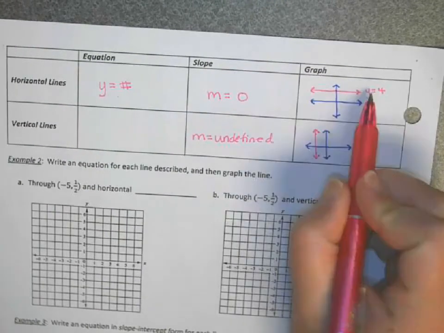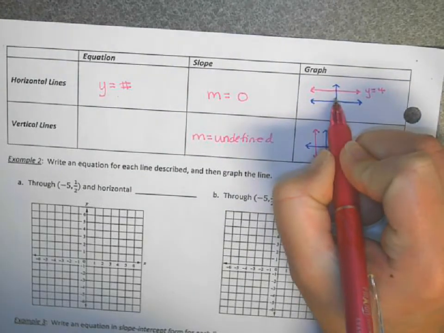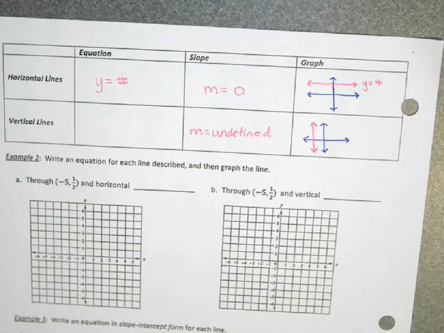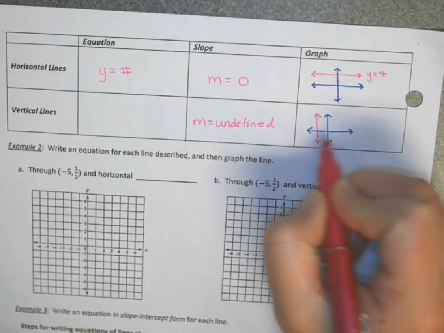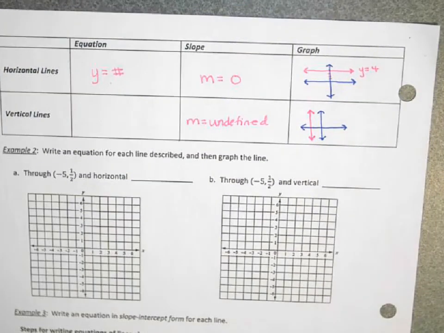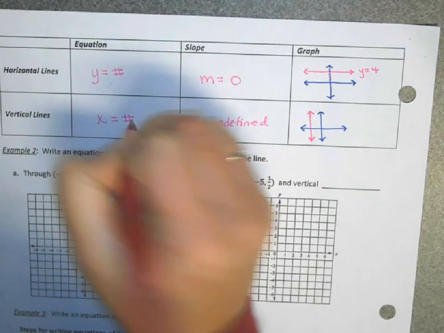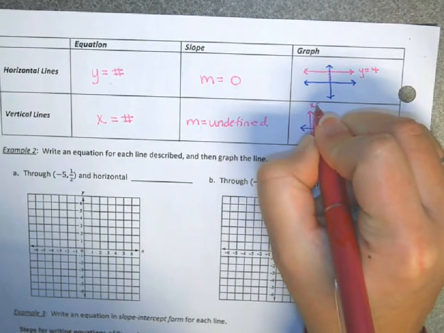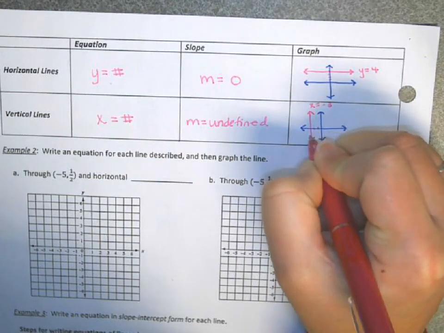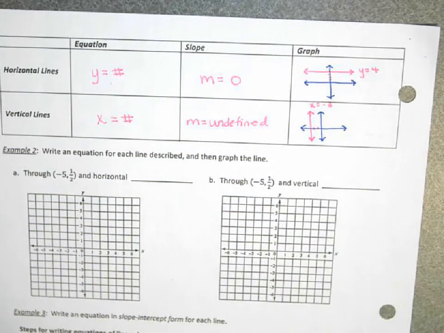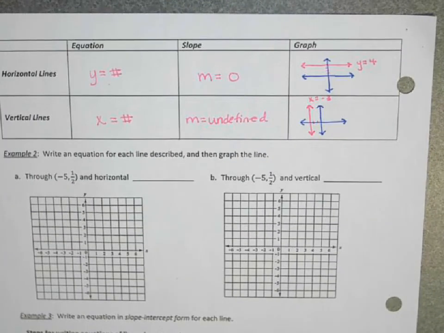It goes through the y-axis at 4. Y equals 4. It's a horizontal line through the y-axis at 4. Okay. So this one, what's your equation for the vertical line going to look like? X equals a number. And since this one's a negative number, we'll say this is at x equals -3. So that would be how you would write an equation of a line that would be vertical or horizontal.